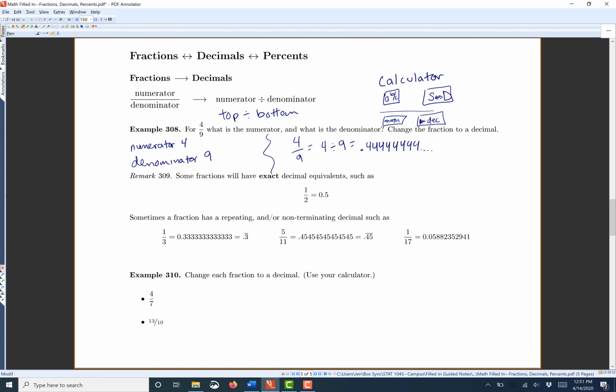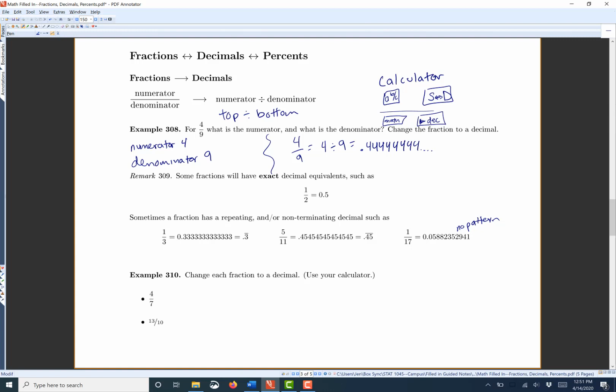For this remark, some fractions will have exact decimal equivalents, such as 1/2, which is just 0.5 and it stops. But sometimes a fraction has a repeating or possibly non-terminating decimal. Like 1/3 is 0.333333, and we might write 0.3 with a little line over it to say repeating, it just keeps going. Or 5/11 is 0.45454545, so we could write 0.45 with a line over the whole thing to say it keeps going. You might get something like 1/17, which is 0.05882352491, etc. And this one has no pattern. It just keeps going.